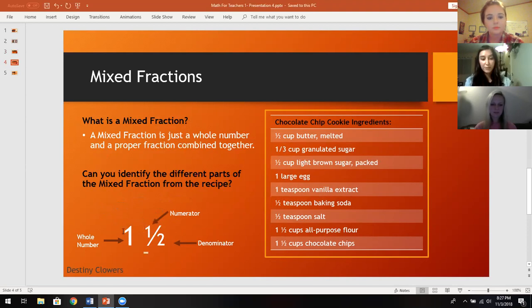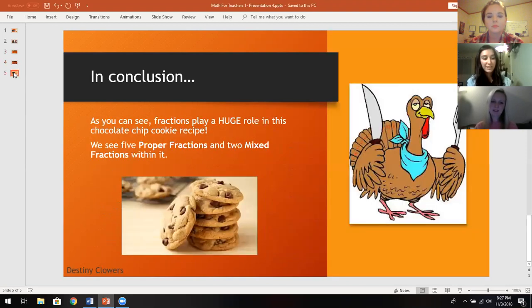Well, this big one right here, this is the whole number. The smaller one right here is the numerator. And this one right here, the 2, is the denominator. So you can actually identify every single part of a mixed fraction. So in conclusion, as you can see, fractions play a huge role in this chocolate chip cookie recipe. So we see 5 proper fractions and we see 2 mixed fractions within it.